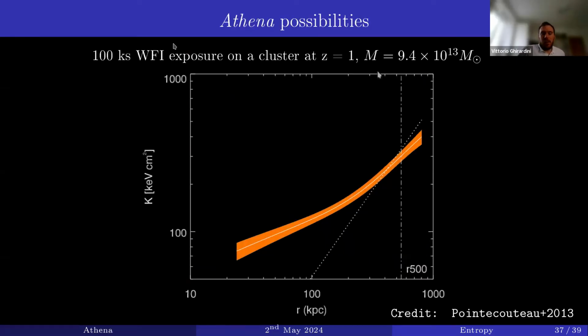And finally, I want to have a couple of slides on what Athena can tell us about the entropy profile and how well we can measure it at high redshift. Athena has 2 instruments, as we all know, WFI and X-IFU. Here you can see that a short 100 kilosecond WFI exposure on a cluster at redshift of 1, which is a very massive group or a very low mass cluster, can give you an exquisite entropy profile out to very large radii, even for a cluster at redshift 1 with this low mass.